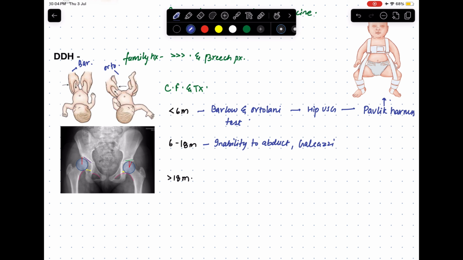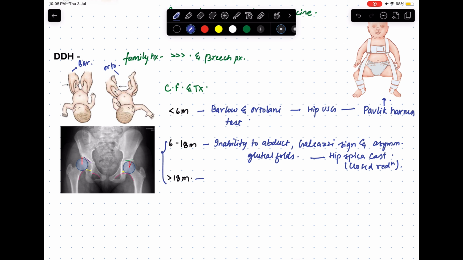You can watch the photos, but it is not that important that you remember the photos for this. Mostly they are asking, if the child is in this age frame, what will be the diagnosis or what will be the treatment for it. So for this 6 to 18 months, the treatment would be closed reduction using a hip spica cast, and for the investigation for both 6 to 18 and more than 18, we are using pelvic x-rays. The only time we are using hip ultrasound is less than 6 months.